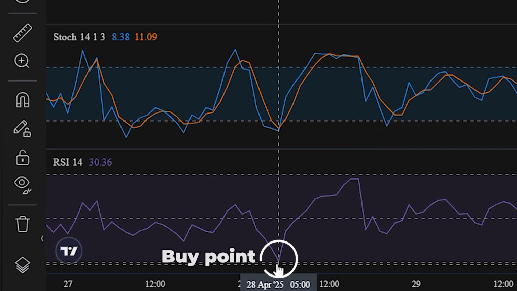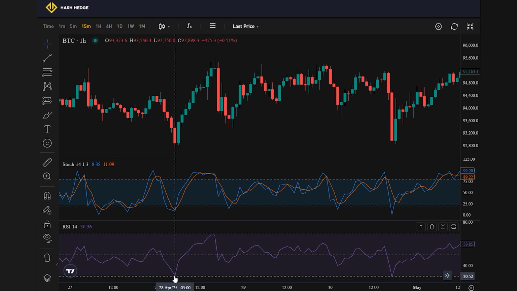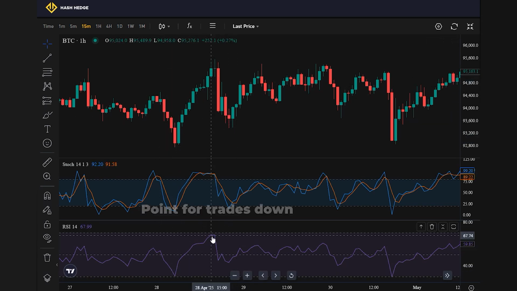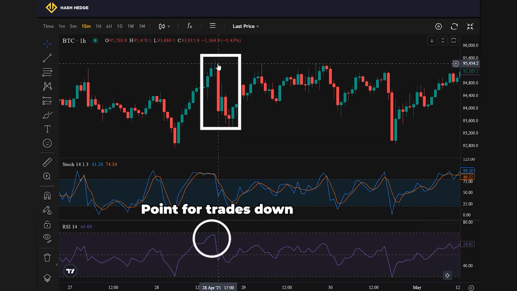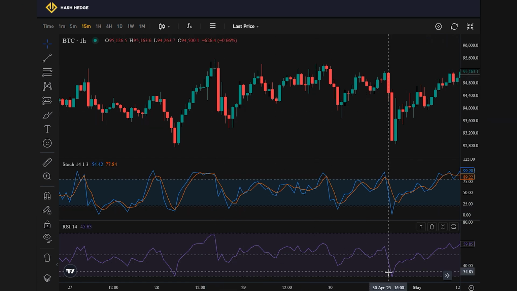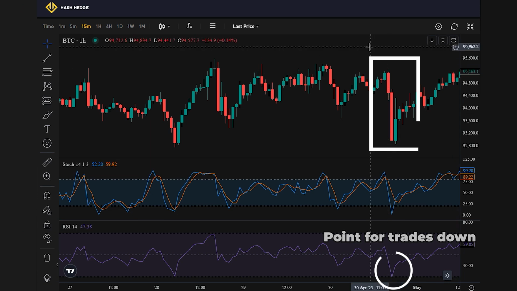And when the RSI approaches oversold, we have a good buying point. That means it's a good deal to buy. And as you can see, the chart bounced at this very moment. When RSI comes close to the overbought zone, it means that we have a good entry point for trades down. There's a clear signal for a down trade here too. And also here again oversold. And again a pretty accurate signal for an up trade.